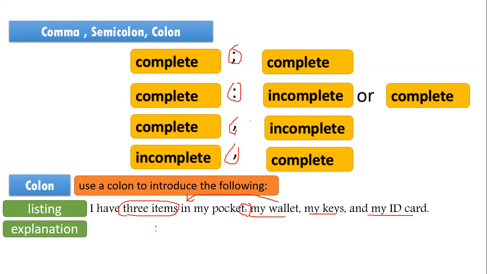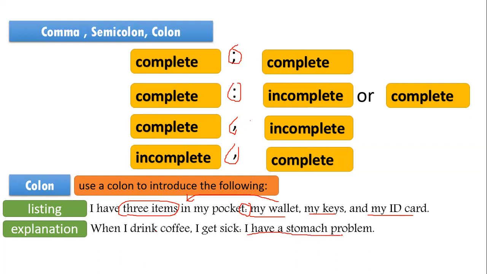I can also use the colon to give an explanation like this. When I drink coffee, I get sick: I have a stomach problem. I have a stomach problem here explains why I get sick. So this is an explanation. That's why I'm using a colon here, if you can see it.